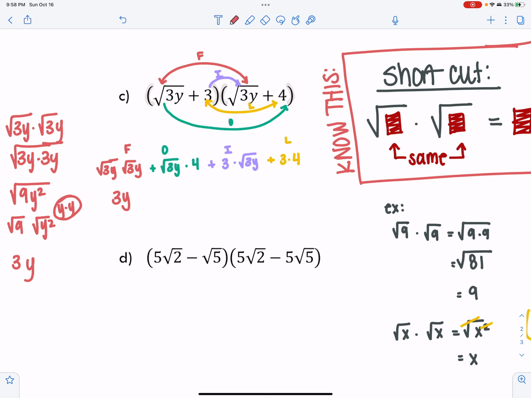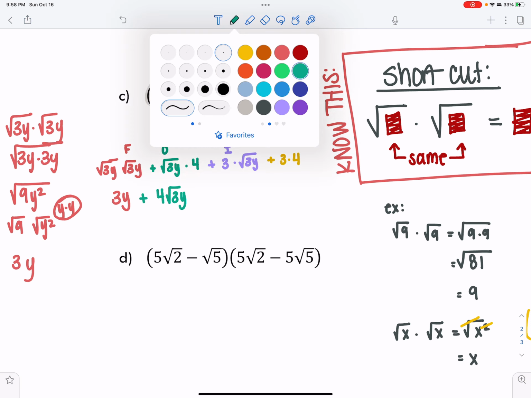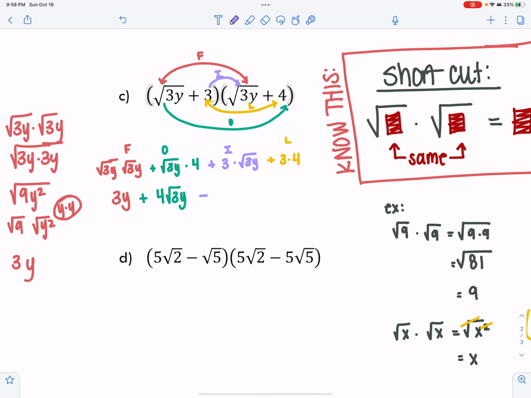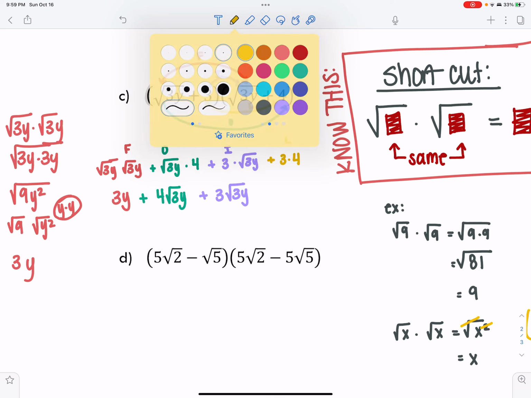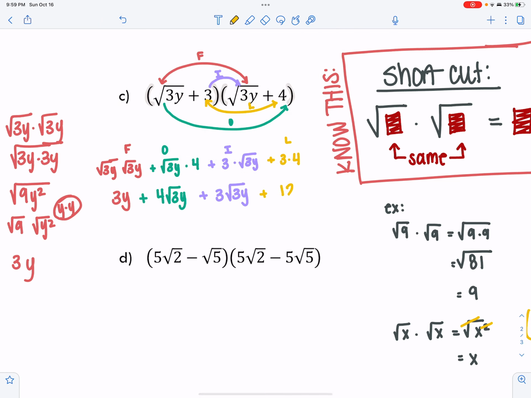All right, the next one, the square root of 3y times 4. Well, I'm just going to rearrange that to be 4 square root 3y. I cannot move that 4 into the radical and say that that is 12y. That 4 is outside the radical, so it's just going to come up front. The I, 3 times the square root of 3y. Again, just 3 square root 3y. And then the L, the last one, 3 times 4 is going to give me 12.